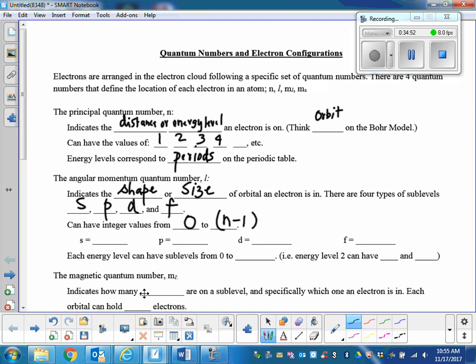So, what is the value of L for an s orbital? 0. The value of L is always 0. What is the value of L for a p orbital? It's always 1. What is the value of L for a d orbital? 2. And for an f it is 3. Energy levels can have sublevels 0 to n minus 1. So what are the sublevels energy level 2 can have? 0 and 1, or S and P. Does that make sense?